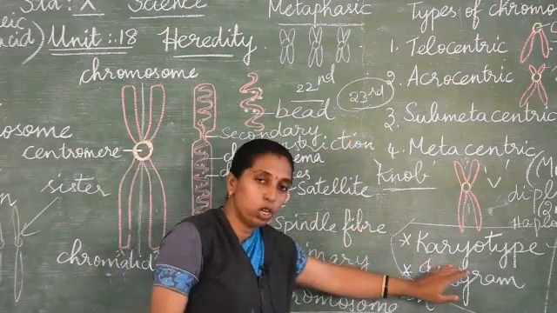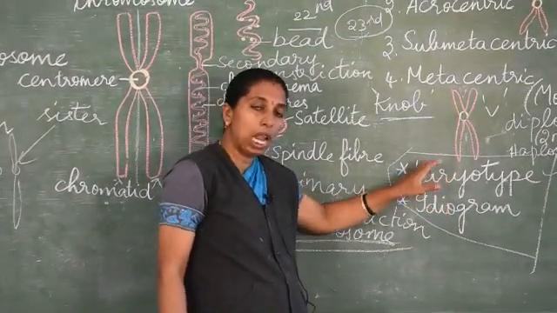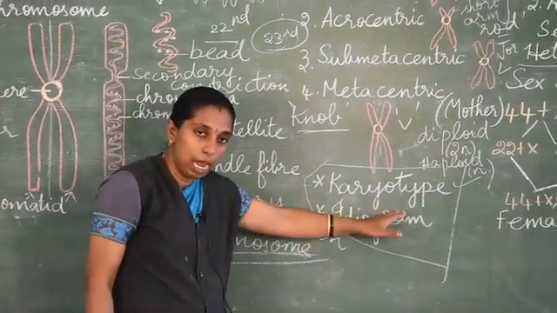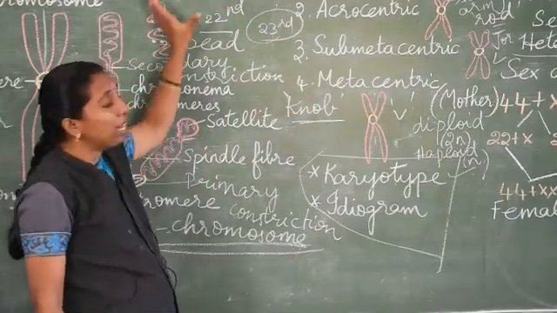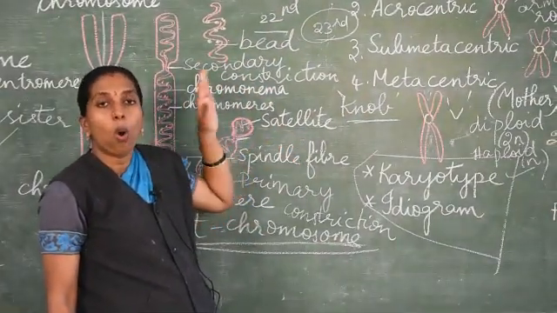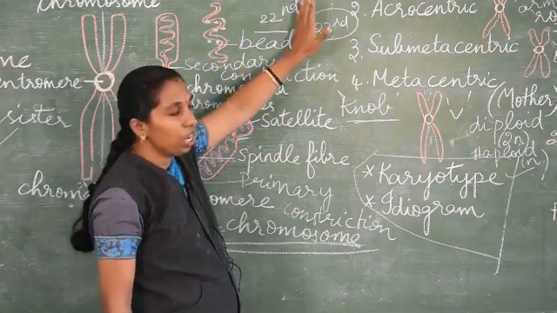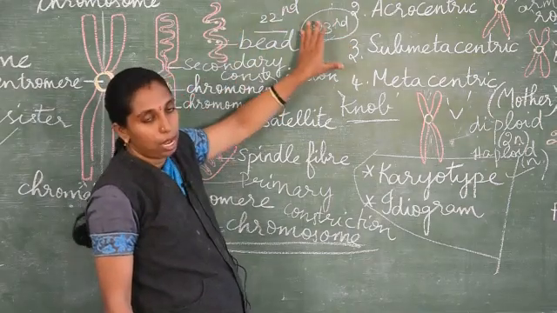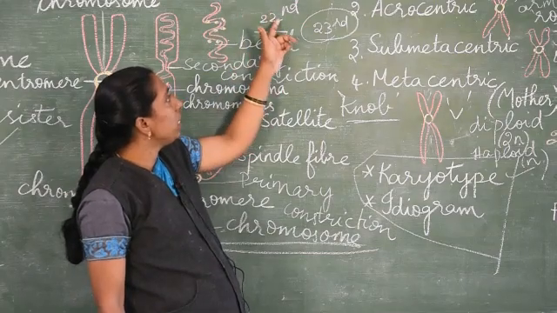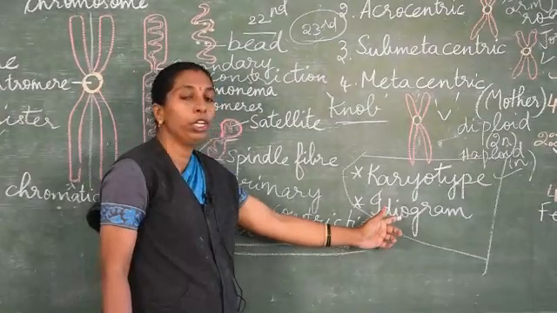So what is karyotype? Karyotype is a representation of the number, size and structure of the chromosomes. And an ideogram is a diagrammatic representation in which all the 23 pairs of chromosomes are arranged in the metaphasic stage, all in the middle, with the length as well as the thickness decreasing as the number increases. That is called an ideogram.